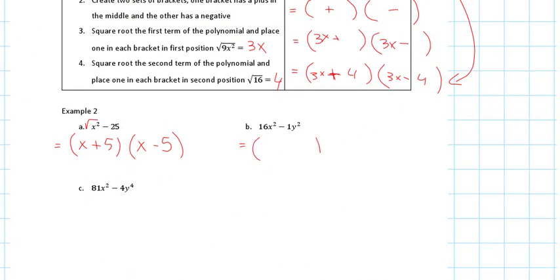Plus minus. The square root of 16x squared is 4x. Put it in the first position. The square root of 1y squared is y. Just y. Or 1y, right? But you don't have to write that one. Okay? Try the next one.